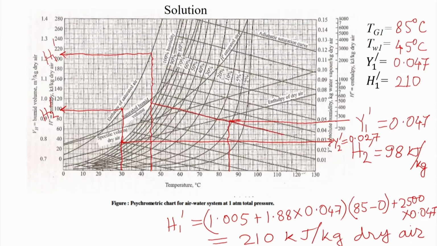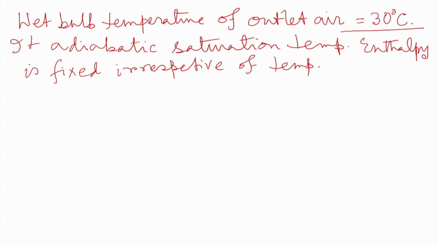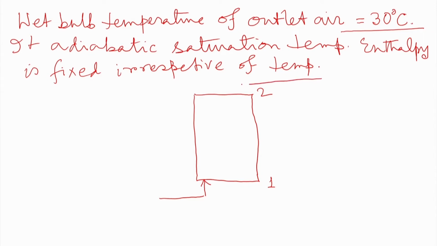Okay. So now we have H1 prime, H2 prime, then Y1 prime, Y2 prime, Tg1, Tw1. So we have most of the values. Now we are going to make the dehumidification column like this. This is station 1, this is station 2, and the hot air is entering from the bottom, and cold water is falling from the top.